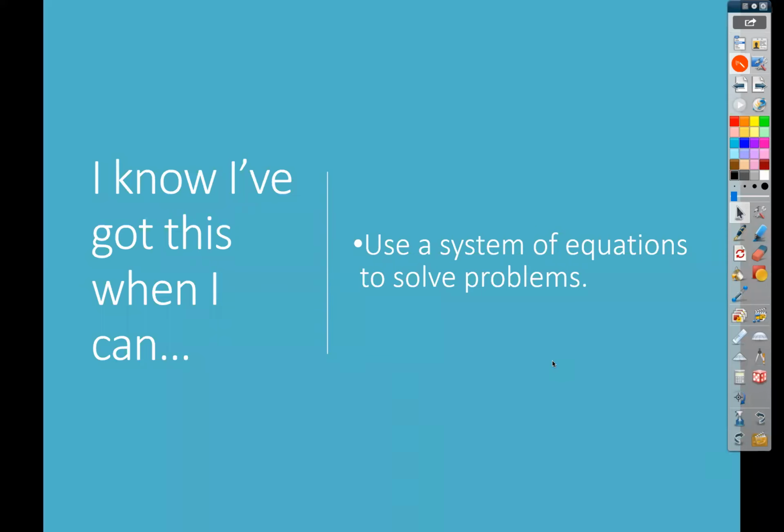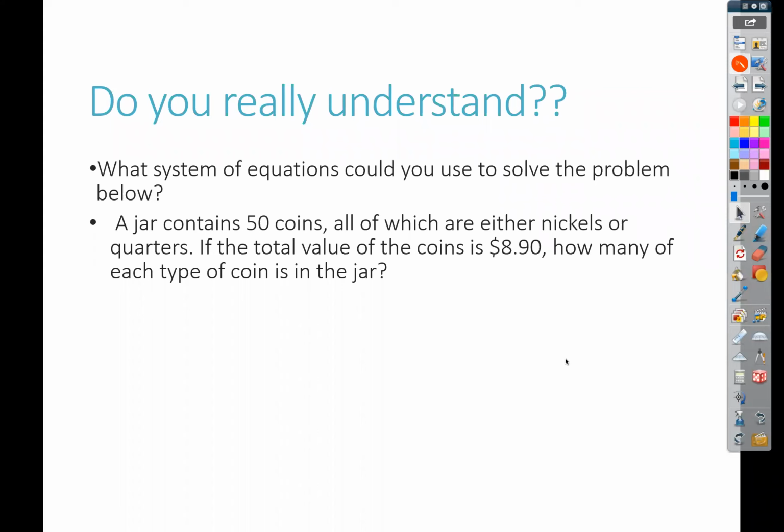All right, so I know I've got this when I can use a system of equations to solve problems. Do you really understand? What system of equations could you use to solve the problem below? A jar contains 50 coins, all of which are either nickels or quarters. If the total value is $8.90, how many of each type of coin is in the jar? So you have to do one equation with the total: nickels plus quarters equals 50. And then you have to give the monetary value of each. So that is the answer.